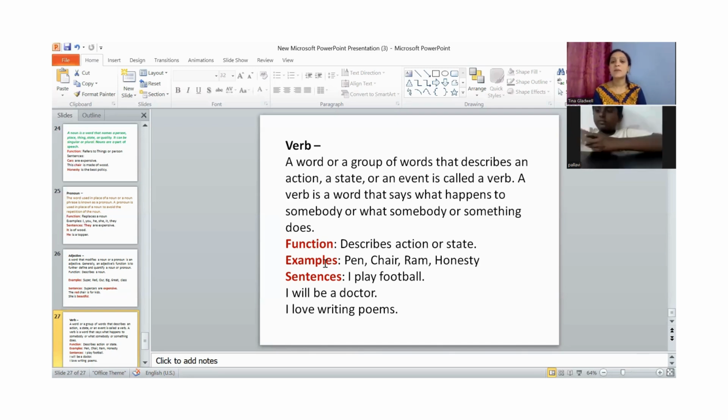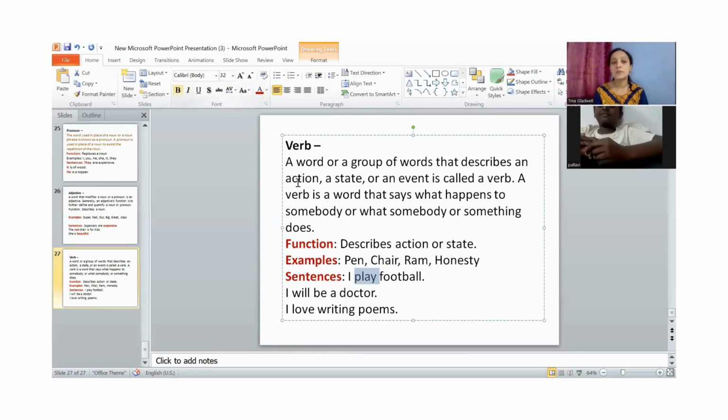Very good. Examples here. I play football. So here, what are you doing? What is the action that is being performed here? Play. Okay. Verbs, I told you, are action words or it talks about an event. What is the event here? That you are playing football, you are playing badminton. So the word play here is a verb.